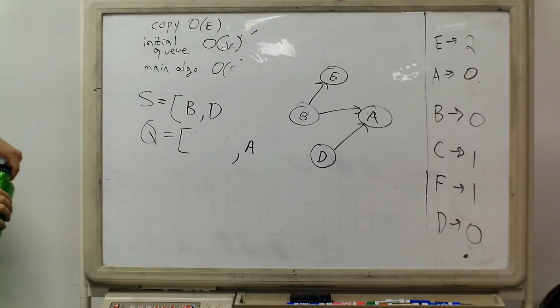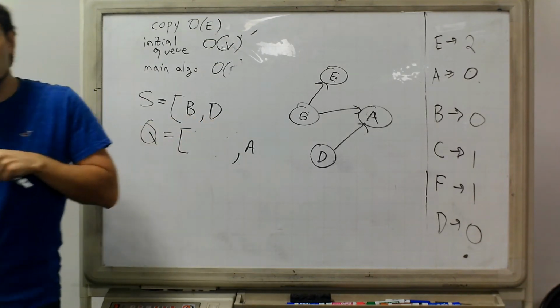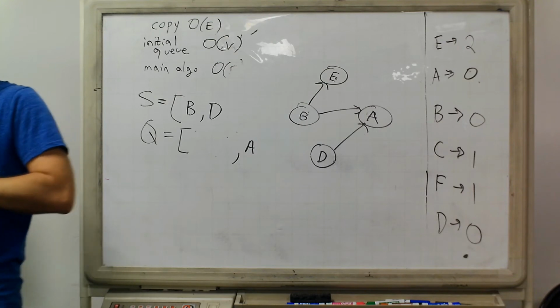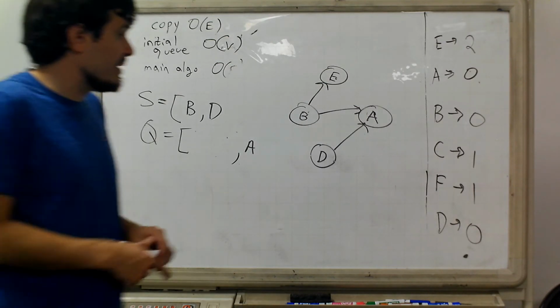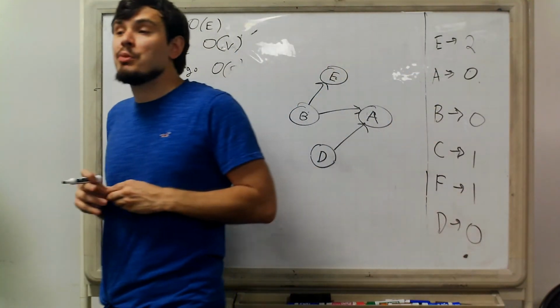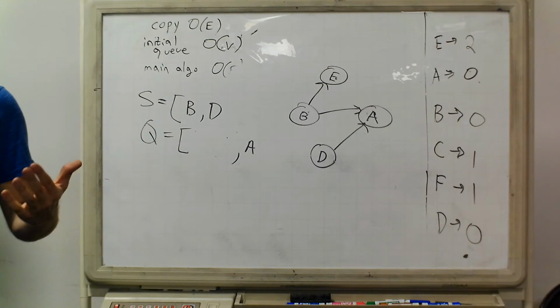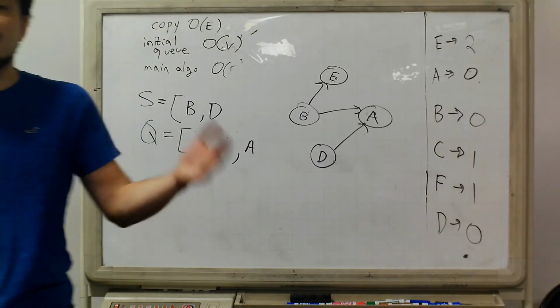If the queue is empty and S does not contain every node, that means there's a cycle, right? That means that you still have things that have non-zero dependency count, but there's nothing you haven't processed yet that has a 0 dependency count, which means there's nothing you can process next because everything else is stuck in a cycle.